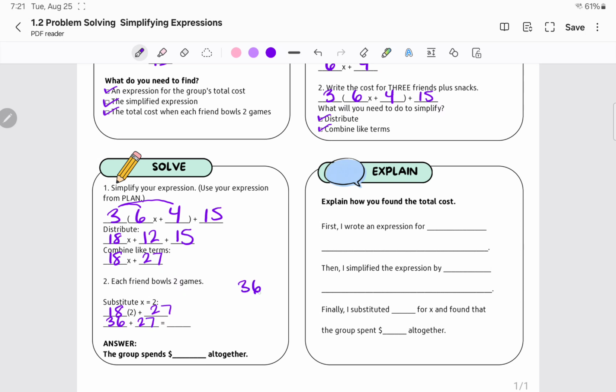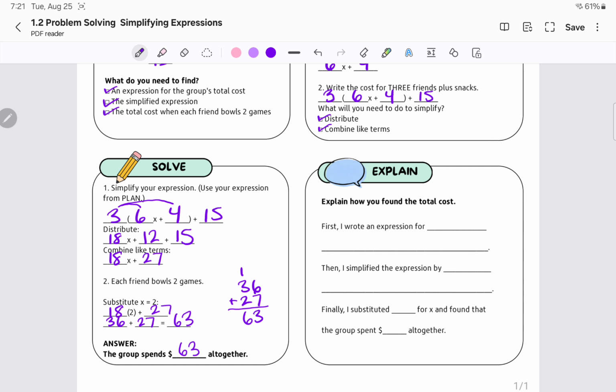Remember, you can use a calculator. I'm just going to also show to the side how I can just add simply without the calculator, but you can use it if you need to. So 6 plus 7 is 13. Put the 3, carry the 1. 1 plus 3 is 4, plus 2 is 6. So it is 63. The group spends $63 altogether.